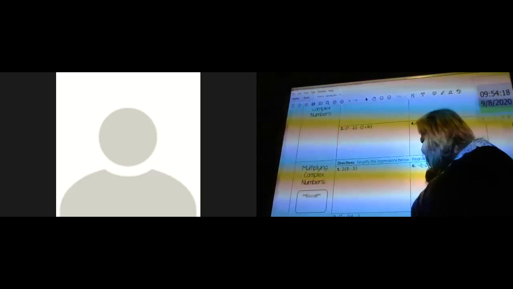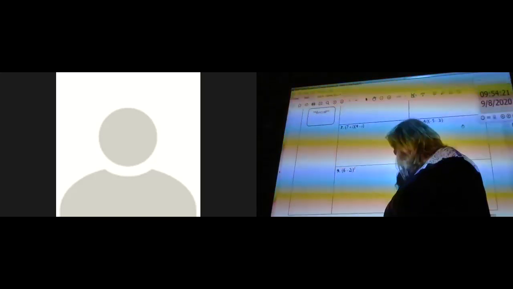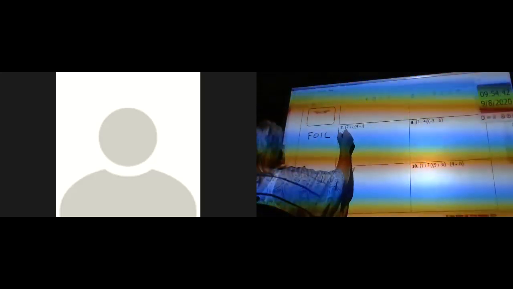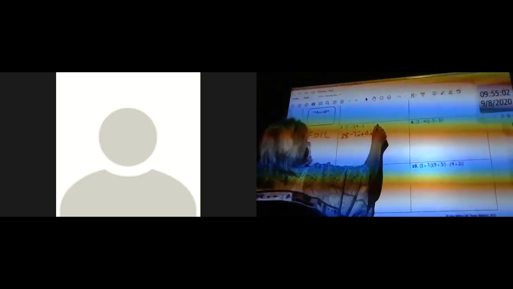What happens when we have a binomial? Pull it out. Exactly, pull it out. So 7, we're going to do first, outer, inner, last. Our first term is what? Our outer term. Our inner term. And then our last term. Yes, thank you. Tag team there.